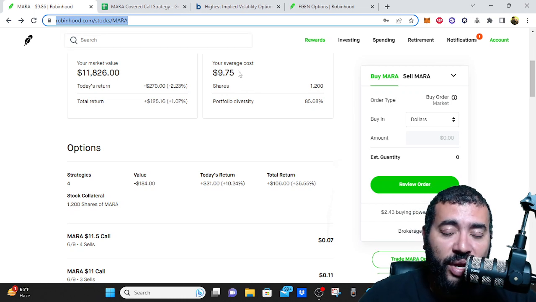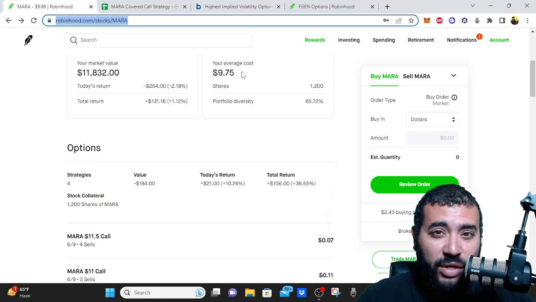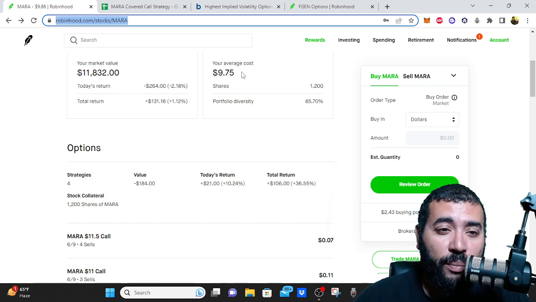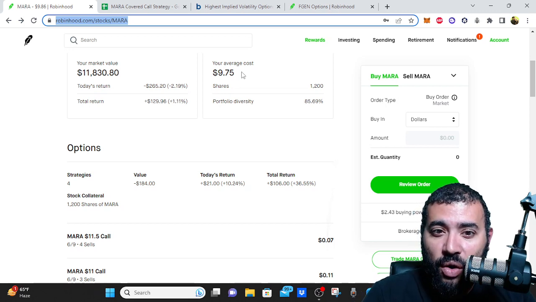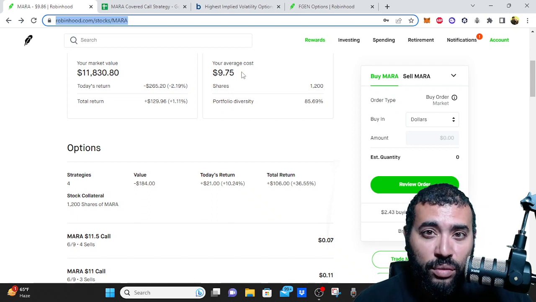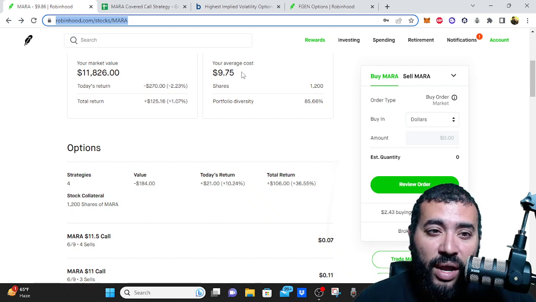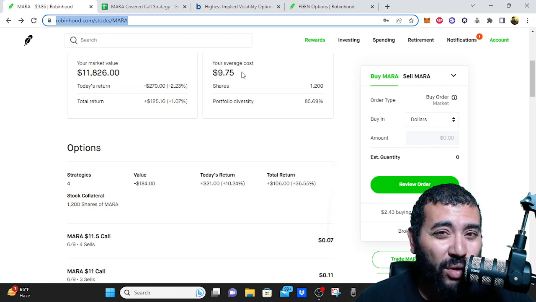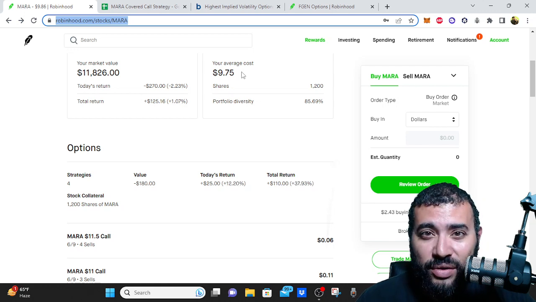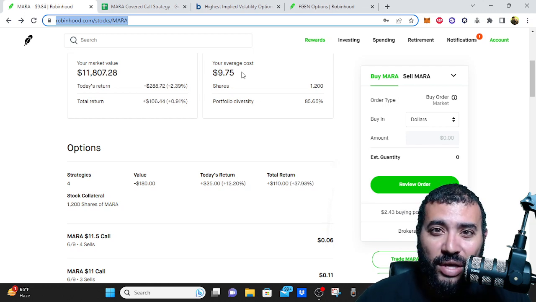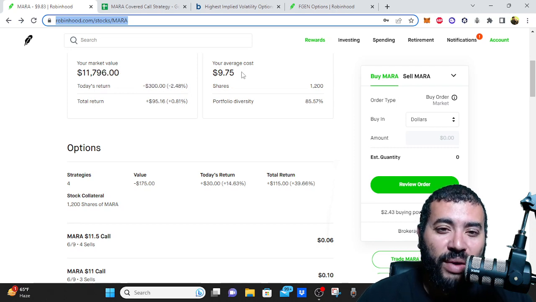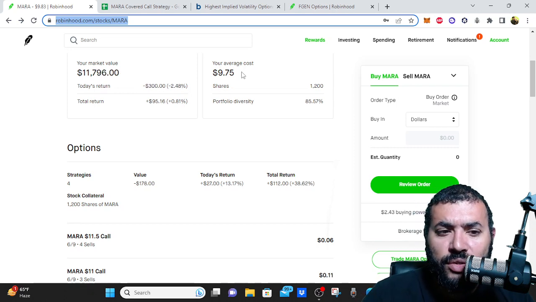My average cost, don't pay attention to my average cost here, because there were weeks that Bitcoin went up and so I had to sell my shares. And so this is my average cost of the 1,200 shares that I own now. If I were to look at a true average cost, I bought in around $5.50 or something like that, had to eventually sell those shares as the price of Marathon went up. And so my true average cost would be more like $7 or something like that.